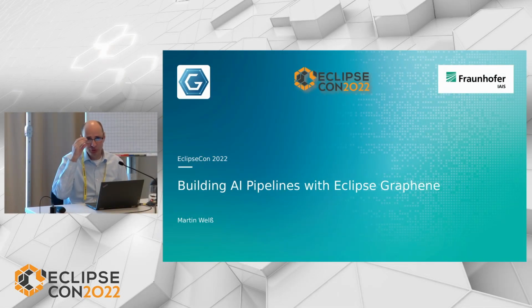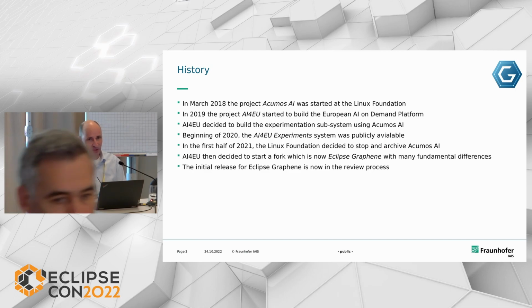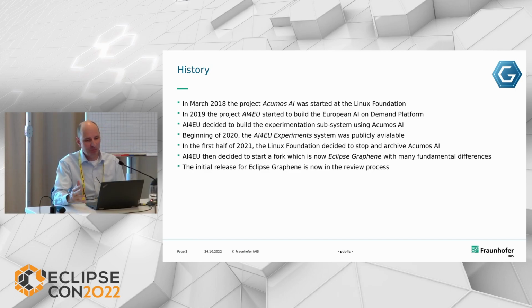Thank you very much for choosing to join my talk on Eclipse Graphene and building AI pipelines with it. It is a new project. It is in incubation phase, and to give you a short history of how this Eclipse project came to be: in March 2018, the project Acumos AI was started at the Linux Foundation.